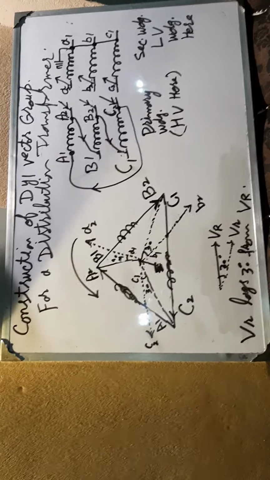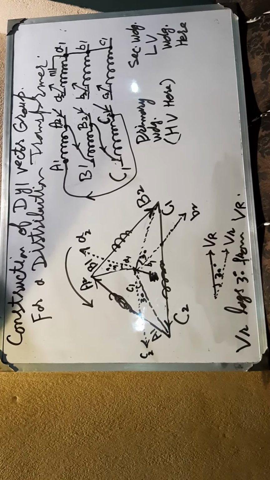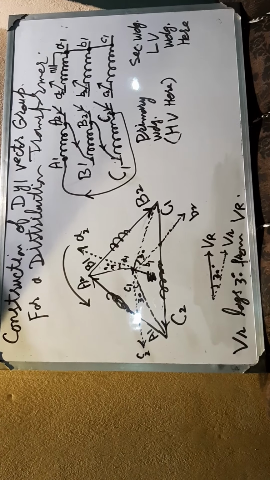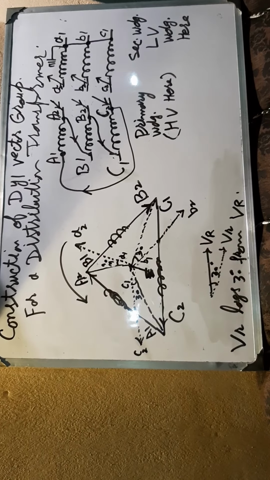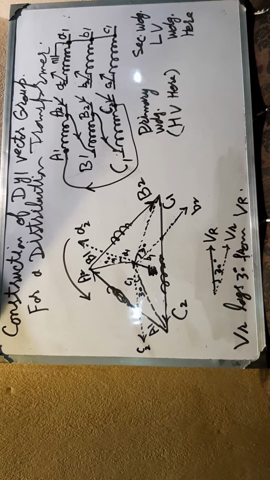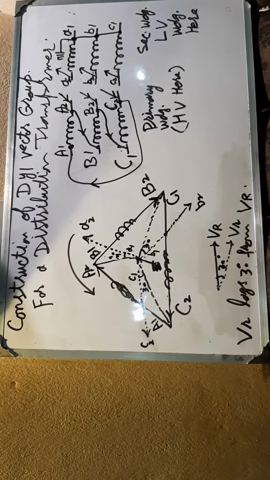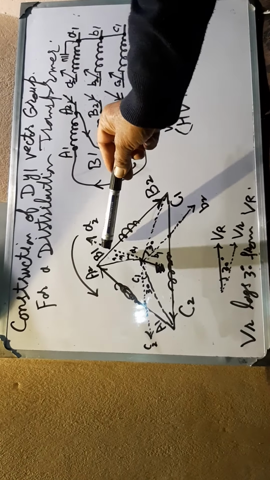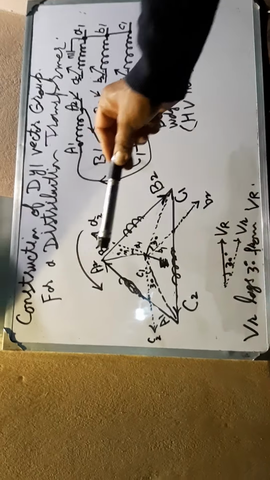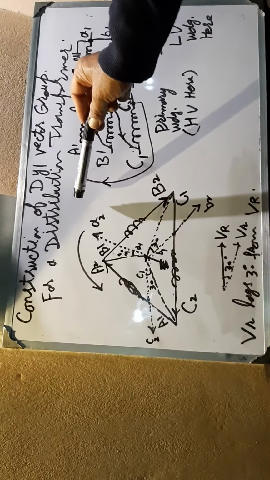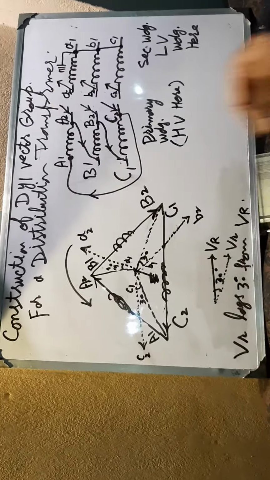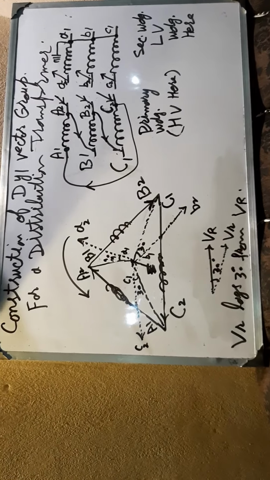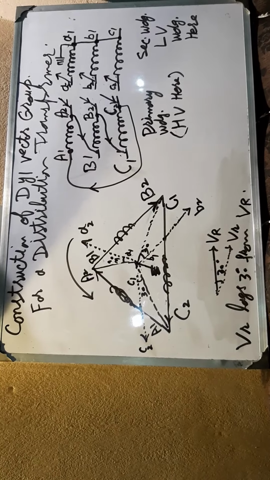For the construction of the Dy11 vector group, I shall mention it in the next video. In Dy11 it is called positive 30 degrees phase shift, but in Dy1, as the secondary winding vector lags the primary winding vector by 30 degrees, this is known as negative 30 degrees phase shift. So I shall mention in the next video the positive 30 degrees phase shift, that is Dy11.